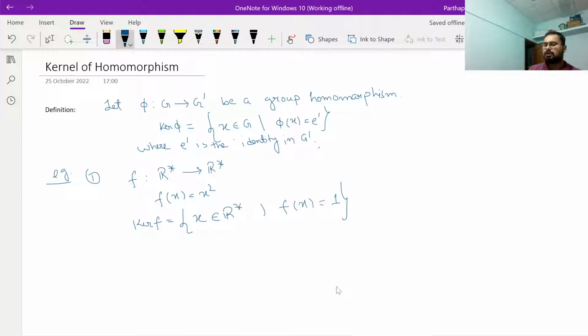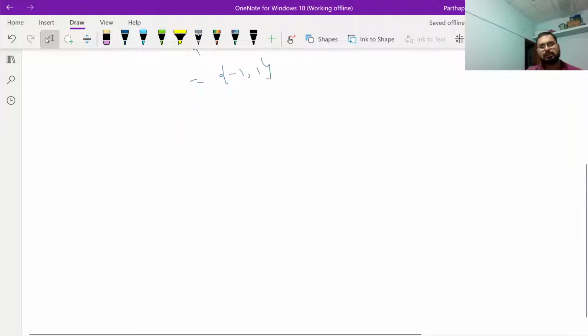Now what is this 1? This 1 is the identity in the codomain R star. So this implies x belongs to R star such that f of x, which is x squared, is equal to 1. This implies that it contains all those non-zero real numbers whose square is 1. Clearly these are minus 1 and 1. Therefore the kernel of f is minus 1 and 1. Okay.